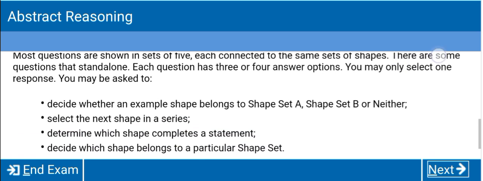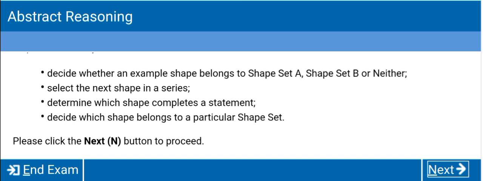You may be asked to decide whether an example shape belongs to shape set A, shape set B, or neither. Or you may be asked to select the next shape in a series. You may be asked to determine which shape completes a statement. Or you may be asked to decide which shape belongs to a particular shape set. So please click the next button to proceed.